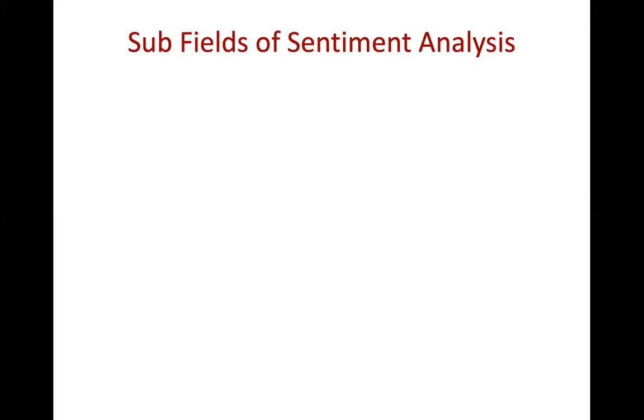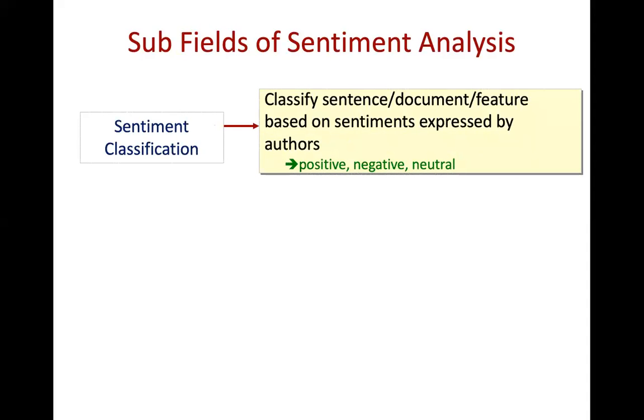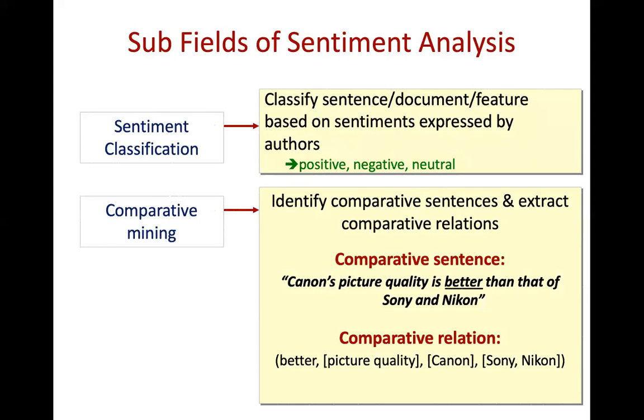There are some subfields of sentiment analysis. One is, of course, sentiment classification, just the one that we described, when it gets applied to a sentence, document, or feature, based on the sentiment expressed by the author. Sentiment classification is very useful for personality identification, and for text mining, where sentiment gets classified and then used as a separate additional feature in your machine learning task. But we also can have comparative mining.